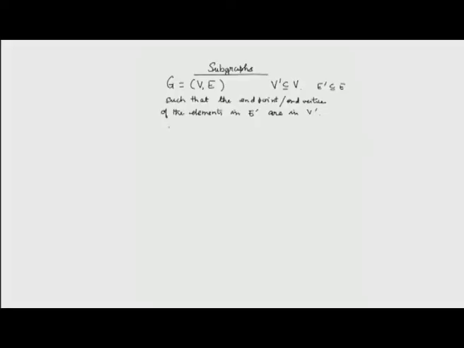Then the resulting graph, which is in some way a smaller graph than G getting derived from G, is called a subgraph of G. Let me write the definition more systematically.